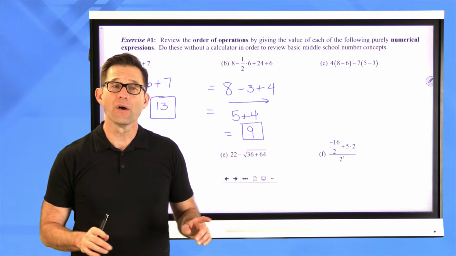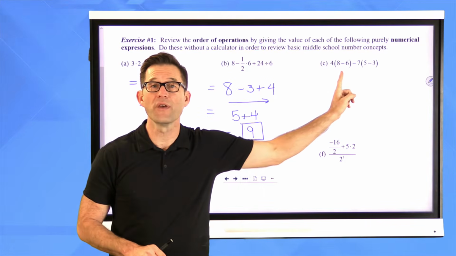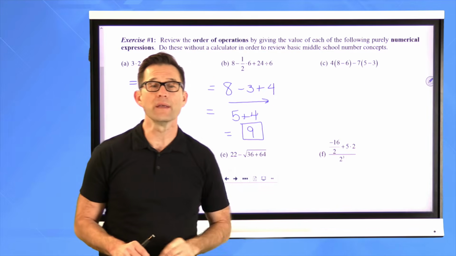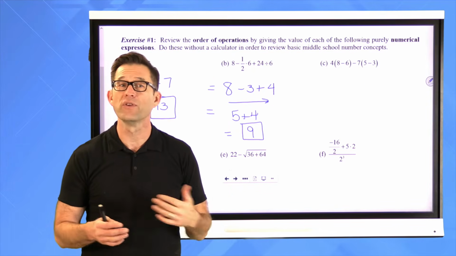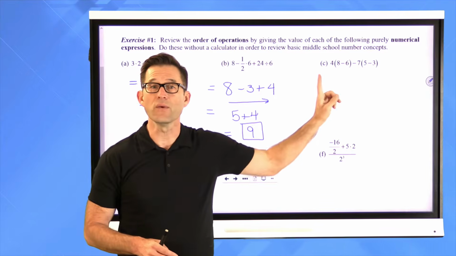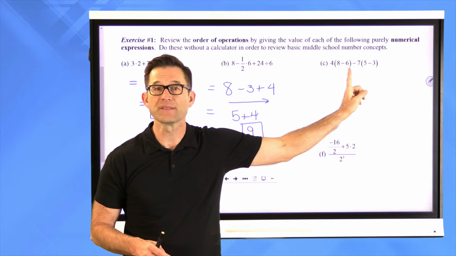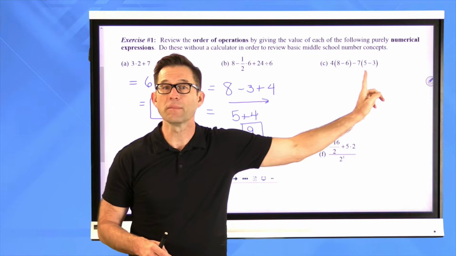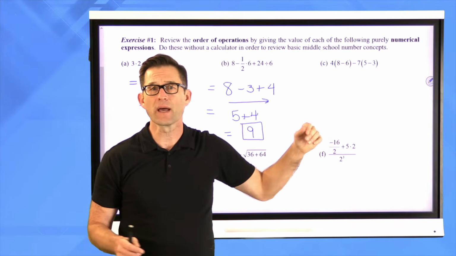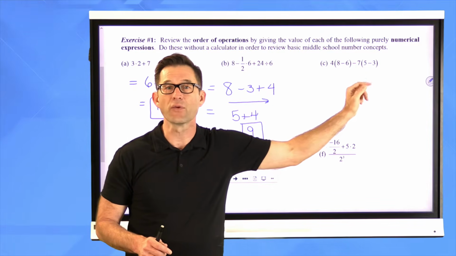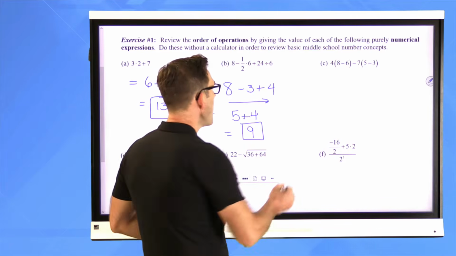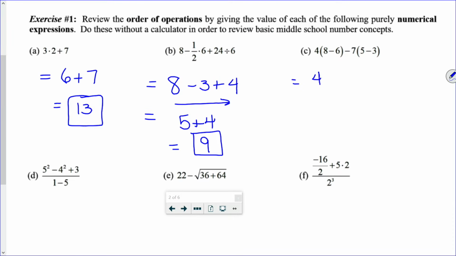Order of operations also tells us that when we have quantities within parentheses, those quantities should be evaluated first before we do anything else. So in letter C, we have 4 times (8 minus 6) minus 7 times (5 minus 3). So the first thing I'm going to do is those very easy differences in the parentheses, right? And I'm going to get 4 times 2, which is (8 minus 6), minus 7 times 2, which is (5 minus 3). Now I'm going to do the 2 multiplications.